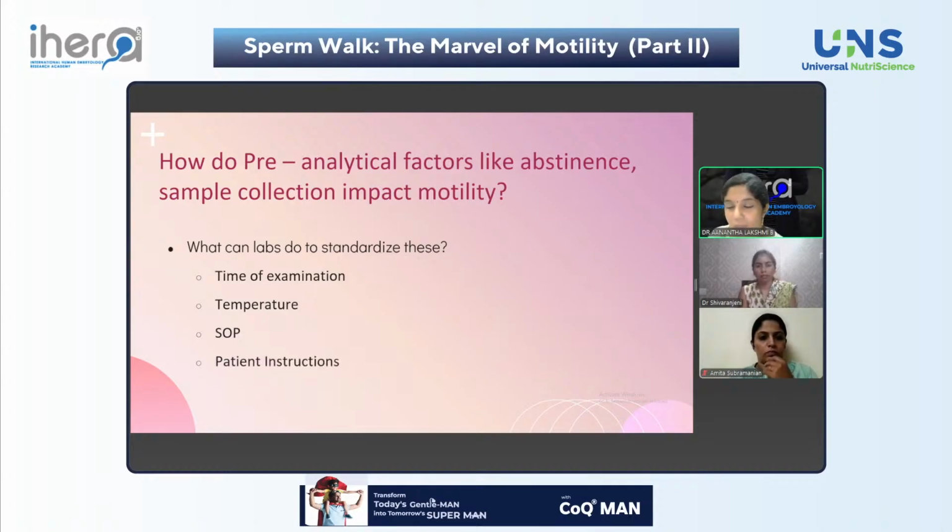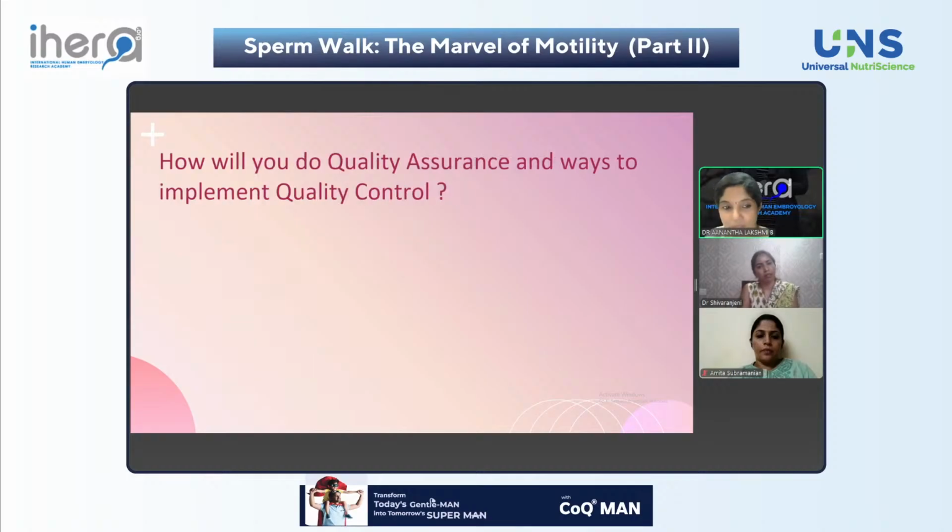Okay. So immediately after liquefaction, you will start examining the sample. So don't delay more than 60 minutes is your point, right? Yes. And abstinence should not be more than 7 days. We always recommend that, because then we'll be having reduced motility and probably more DNA fragmentation. Yes. Thank you for that.